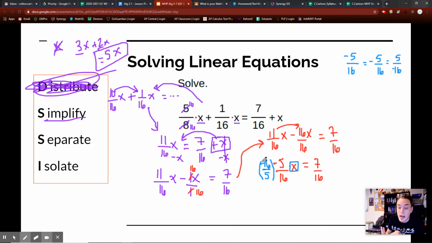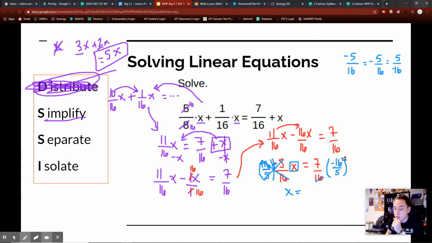Okay? So what happens to the 16s? They go poofy. What happens to the 5s? They go poofy. And the negatives are still chilling there. What's a negative times a negative? Positive. Okay, so what's left? X. That's exactly what we want. But here's the thing. What I do to one side, I must do to the other. So I multiplied the left side by negative 16 all over 5. That means I must multiply the right side by negative 16 all over 5. That same reciprocal.